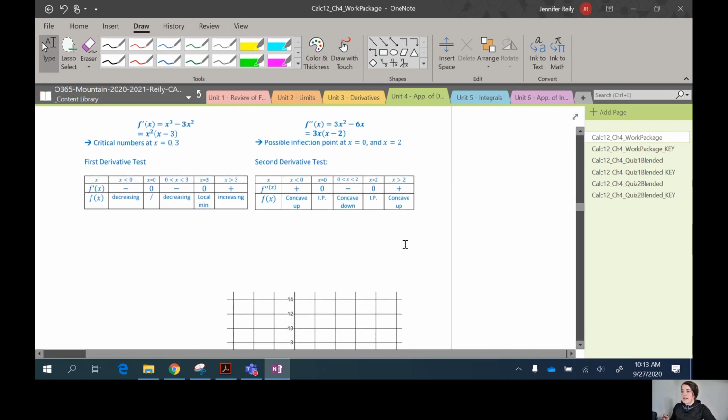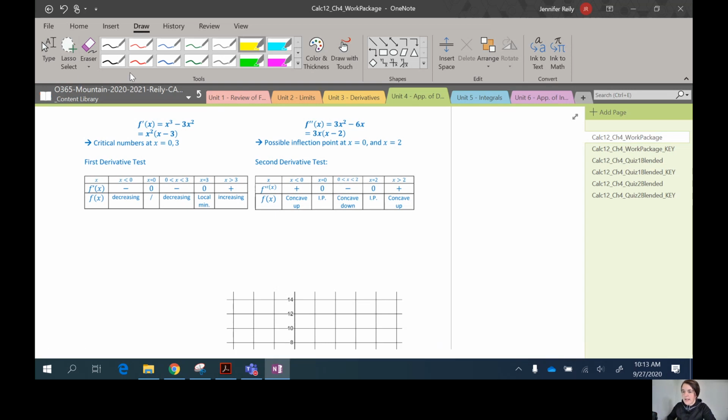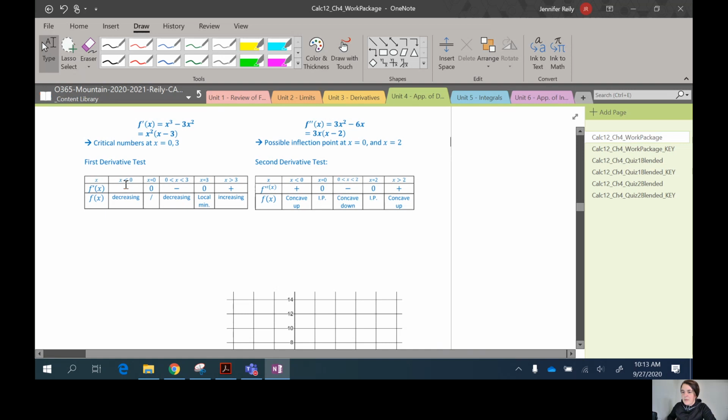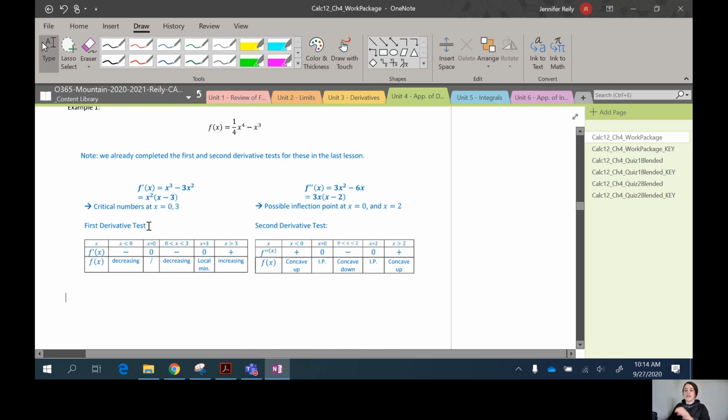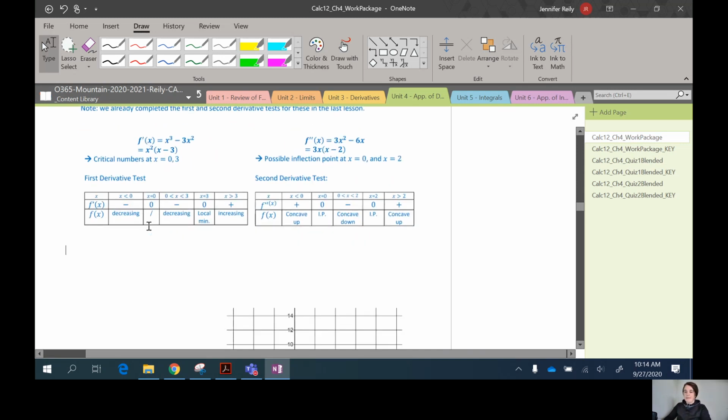What you do at this point is make sure you've labeled all your points correctly and made the right conclusions. So we've got where the function is decreasing and increasing. We found the local min at x = 3. We found our two inflection points at 0 and 2, and we've got where the graph is concave up and concave down. So that's step one: do those tests. I'm not going to do them again.